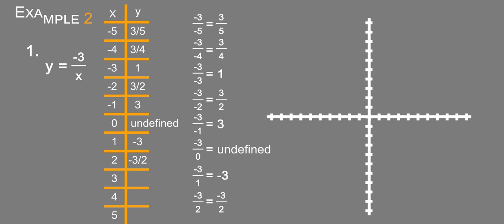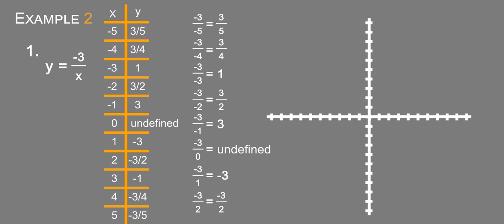And we should notice here that it's just going to be the opposite of what it was on the negative side. So at 3, it's going to be negative 1. At 4, it's going to be negative 3/4, and at 5, it's going to be negative 3/5.